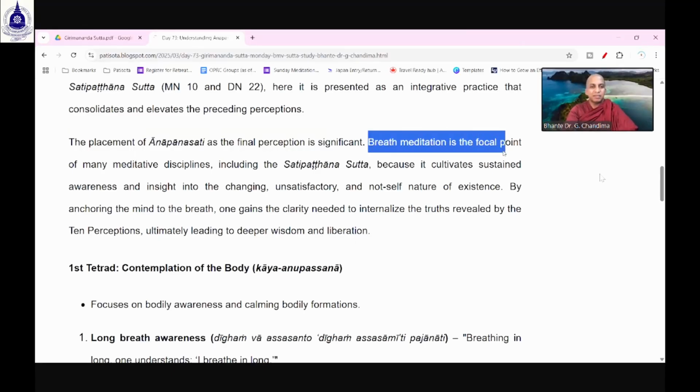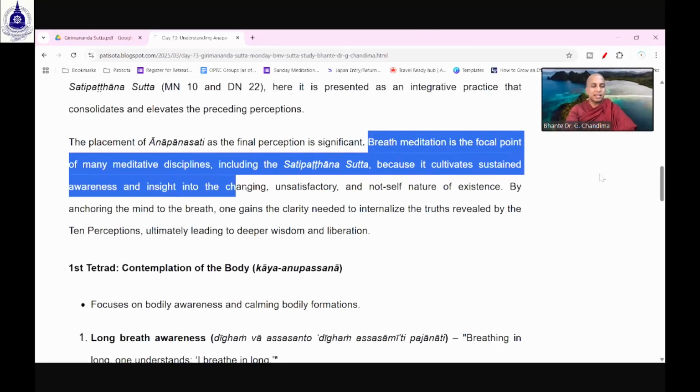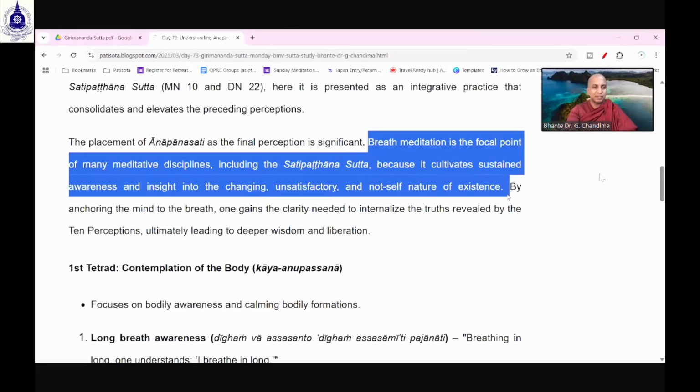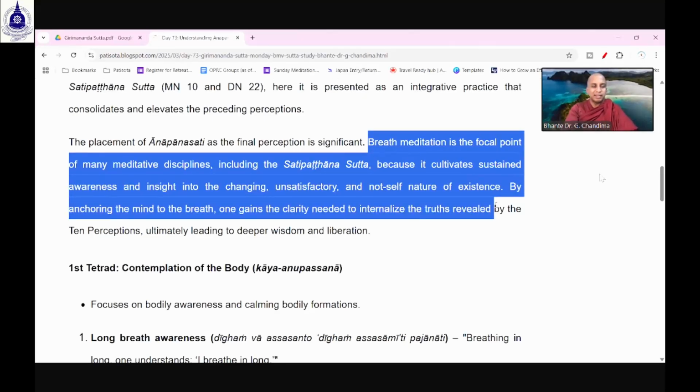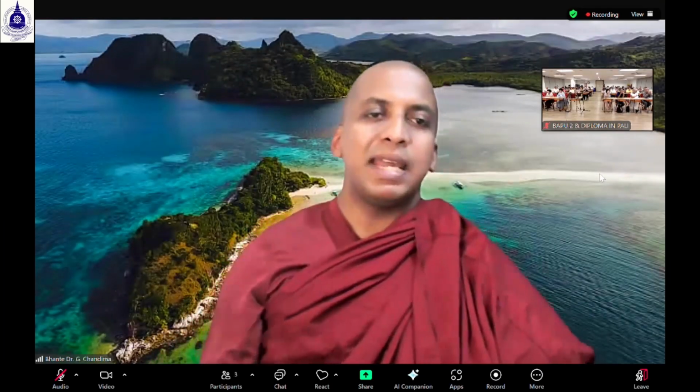Breath meditation is the focal point of many meditative disciplines, including the Satipatthana, because it cultivates sustained awareness and insight into the changing, unsatisfactory, and not self nature of existence. By anchoring the mind to the breath, one gains clarity needed to internalize the truths revealed by the 10 perceptions, ultimately leading to deeper wisdom and liberation. Okay, once again, breath meditation helps us to understand everything, not even perception.